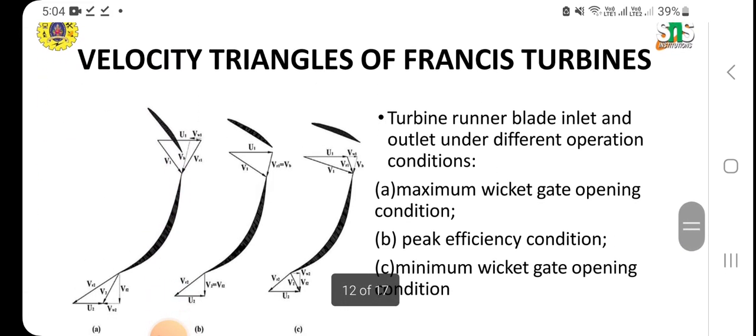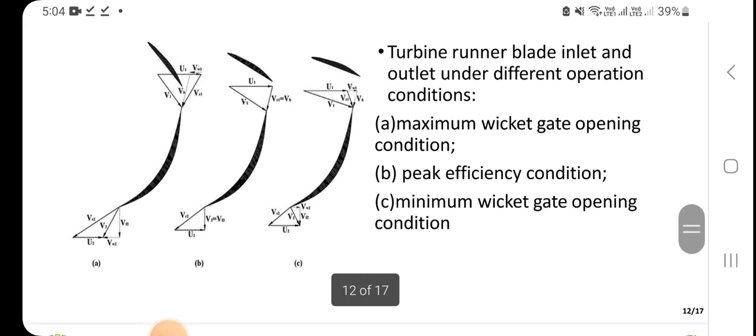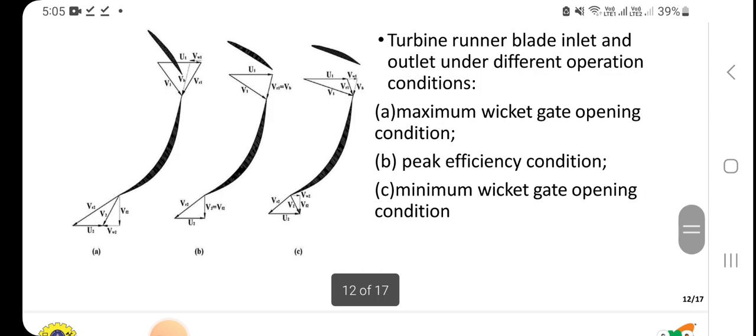Velocity triangles of Francis turbine. Turbine runner blade inlet and outlet under different operating conditions: maximum wicket gate opening conditions, peak efficiency conditions, and minimum wicket gate opening conditions. The outlet will be U1, VW1, VF. Here the inlet will be V2, U2, VW2.